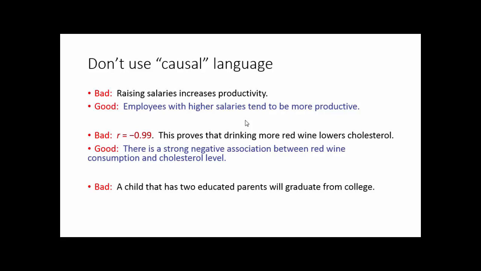Here's another one. A child that has two educated parents will graduate from college. Saying it that way is implying that the education of the parents causes the child to go to college and graduate. But really, we've got to be more careful. It might be something else. There might be a lurking variable. So we really should say something along the lines that children whose parents are educated are more likely to graduate from college. That does not imply the causation as the bad sentence does.